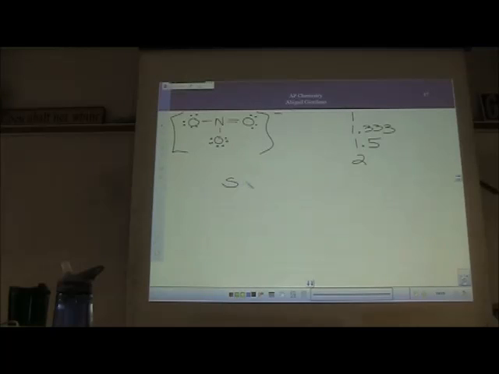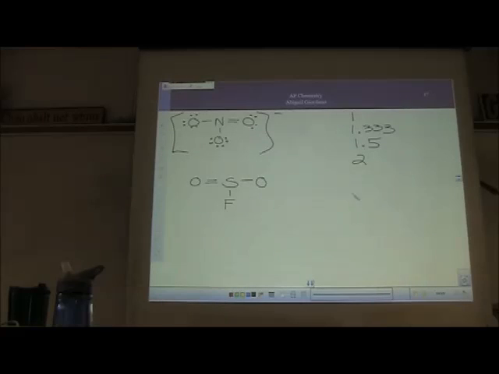What about... forgive me again for not drawing in all my lone pairs. Would that have resonance? Yes. How many resonance structures could you draw in total? One doesn't mean there's no resonance. Two. I could put the double bond here or there. That's two. If I put it here, well, it's a different molecule. Okay, remember the structure has to be the same.